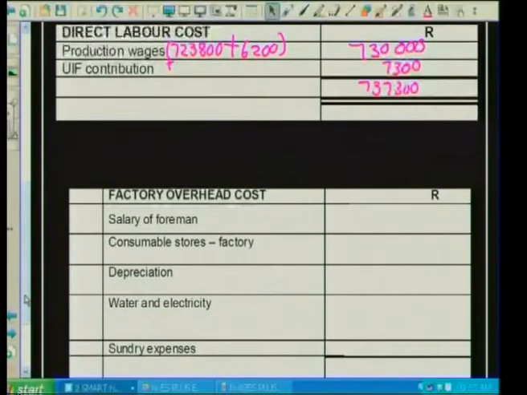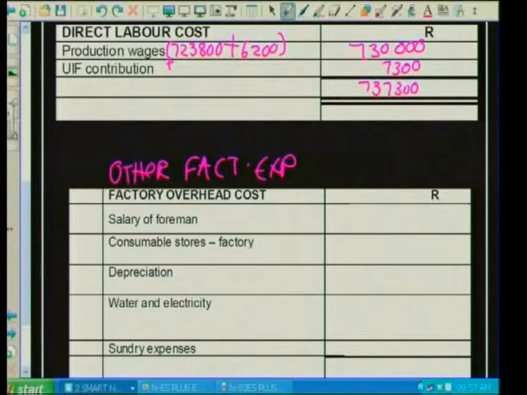Right, remember people, factory overhead costs simply refers to your other factory expenses that the business is going to incur while they're manufacturing shoes. So we've got factory overhead costs. The first item is the salary of the foreman.